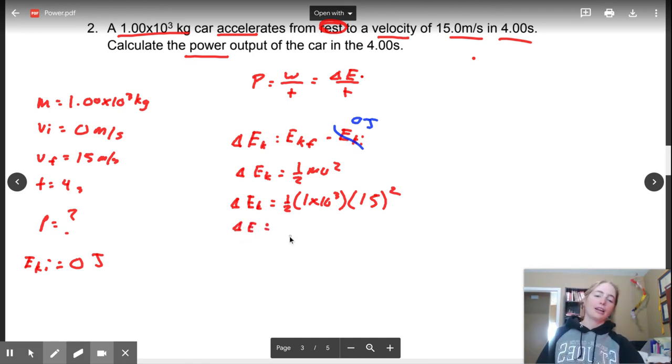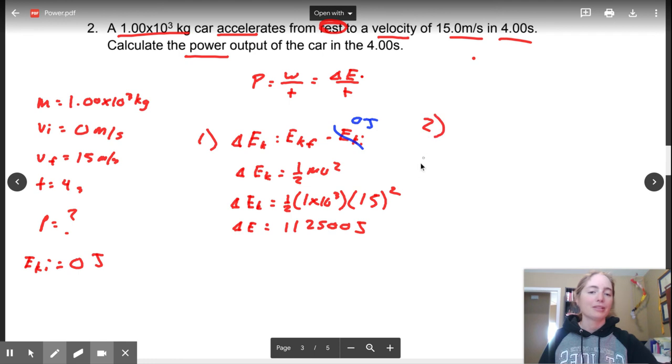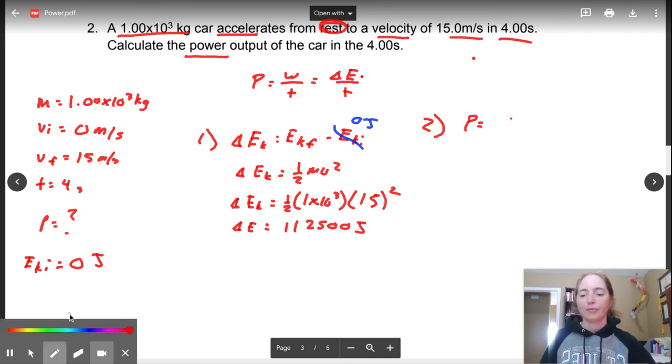Plunk it into your calculator, ladies and gentlemen. You're going to get a lovely delta E of 112,500 joules. Okay, so that's your first step. Your second step is then going to calculate your power.